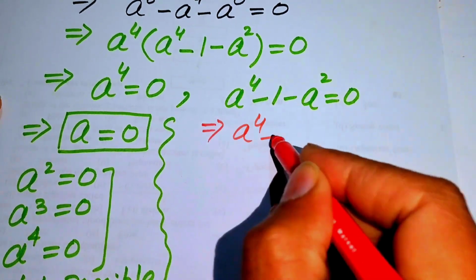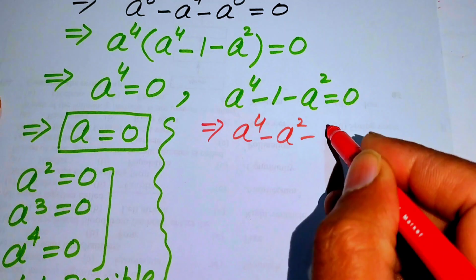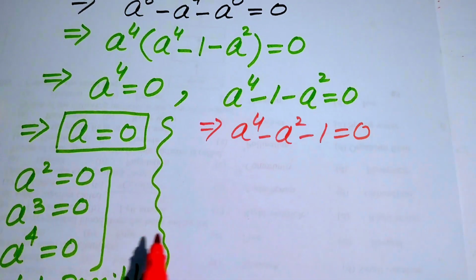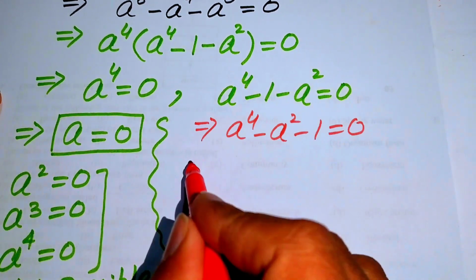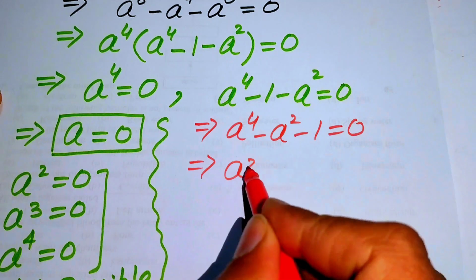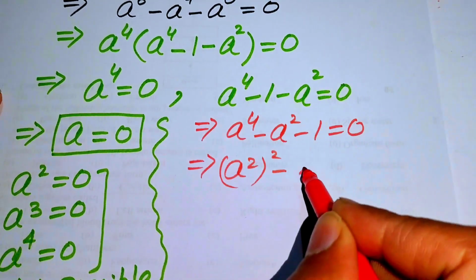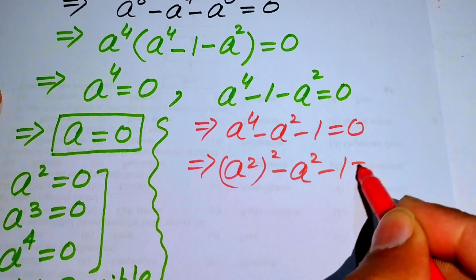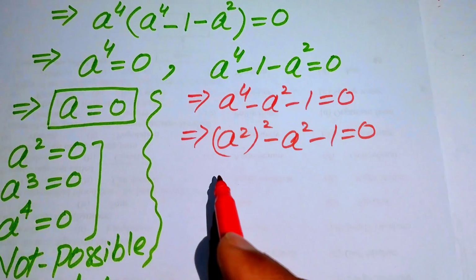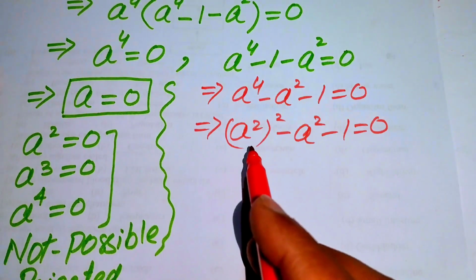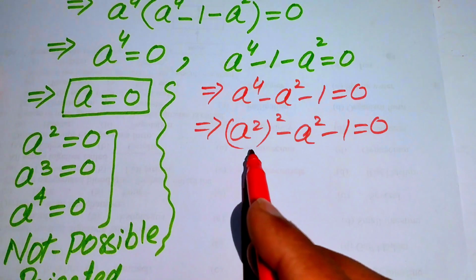and we write it as a to the power of 4 minus a square minus 1 equals 0. And here we write this a to the power of 4 as (a square) whole square, minus a square minus 1 equals 0. So you see here this equation becomes a quadratic equation in a square.